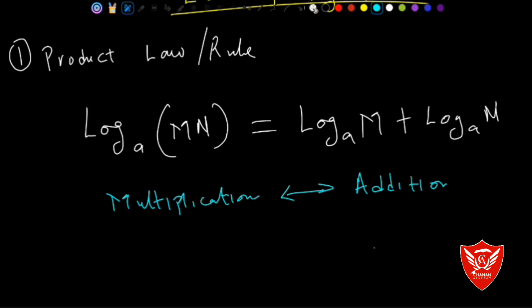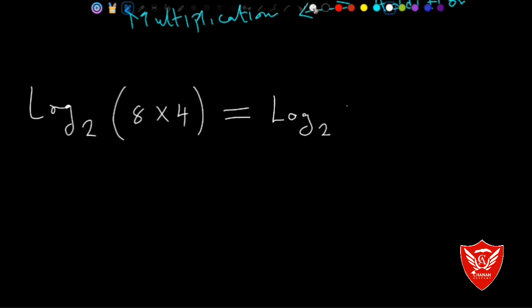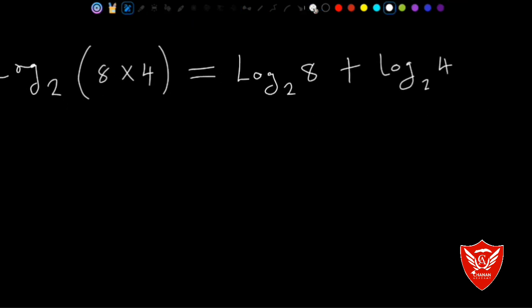Okay, let's take one example to see how it works. So if we have the log base 2 of 8 multiplied by 4, we can say it is equal to the log base 2 of 8 plus the log base 2 of 4. And don't forget, what log is actually asking for is the exponent. What power can we raise 2 to that it will give us 8? So it is 3. So we have 3 plus, what power can we raise 2 to give us 4? It is 2. So we have 2. Therefore, this is equal to 5.